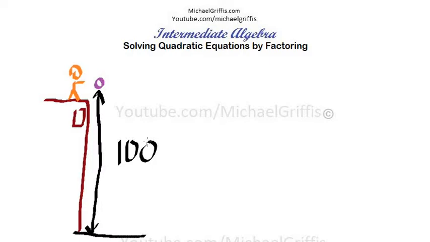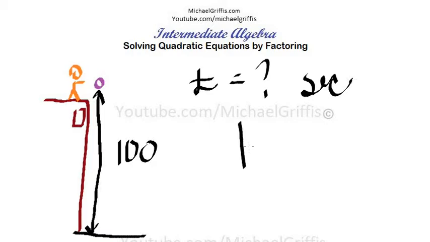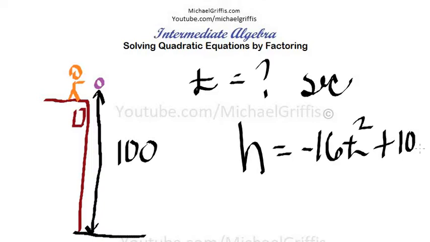What we want to know is, how many seconds is it going to take for the ball to hit the ground? So this is what we're looking for. t is the question mark, and it's in seconds. Here's the model that we're going to use. The height is equal to negative 16 t squared plus 100.